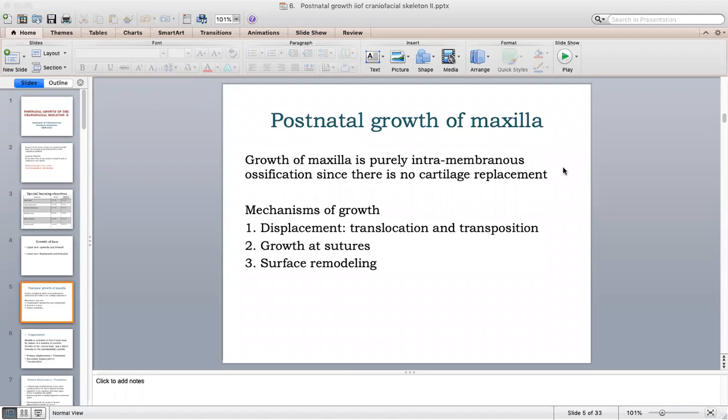Then the maxilla is attached to the face by various sutures. So the growth at sutures will also push the maxilla forward, and there is surface remodeling. That means deposition and resorption on the surface of maxilla, which gives it the characteristic shape. That means how the zygoma gets enhanced. So there are various areas of deposition and resorption because of which maxillary growth also occurs.